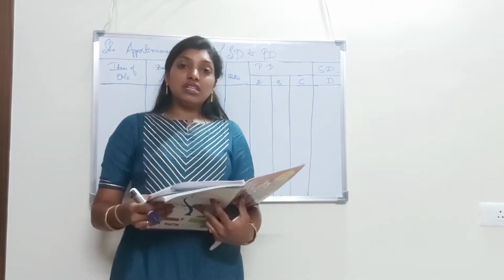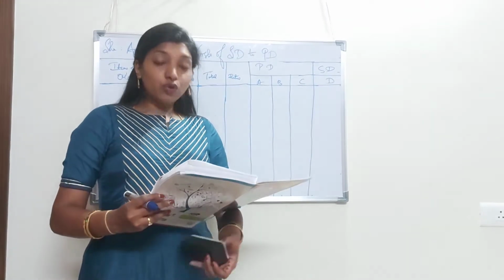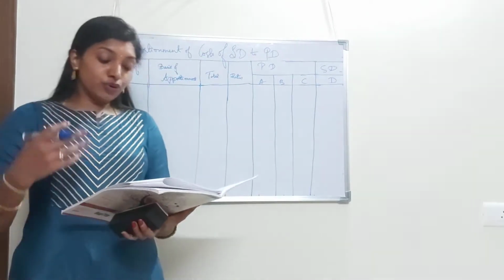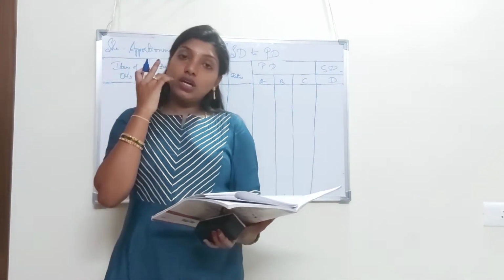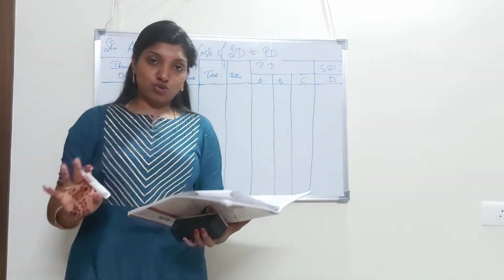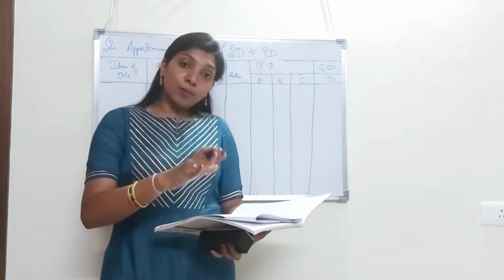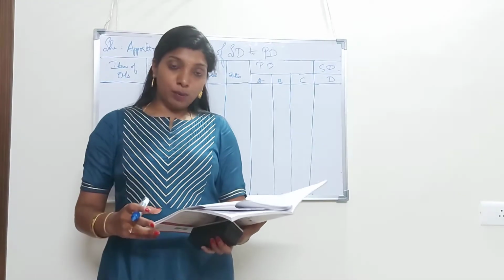So now we'll start with the fourth problem. The fourth problem has got an extension from your second problem. In your second problem, we dealt with only the basics of apportionment. In the fourth problem, we are going to have both apportionment as well as reapportionment.